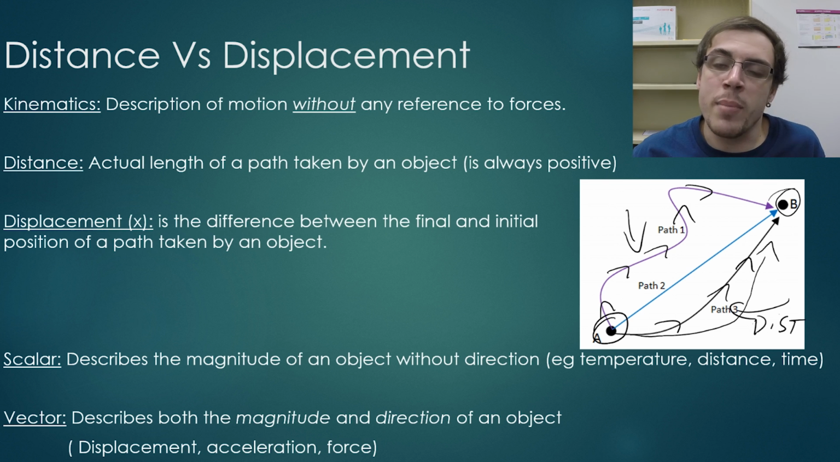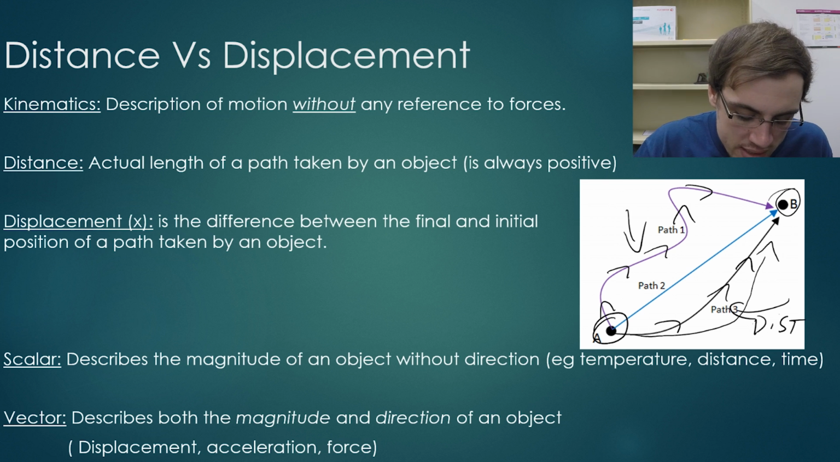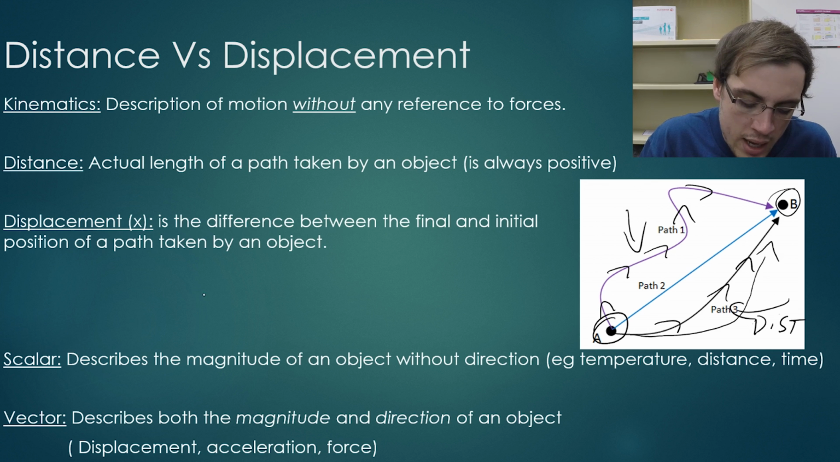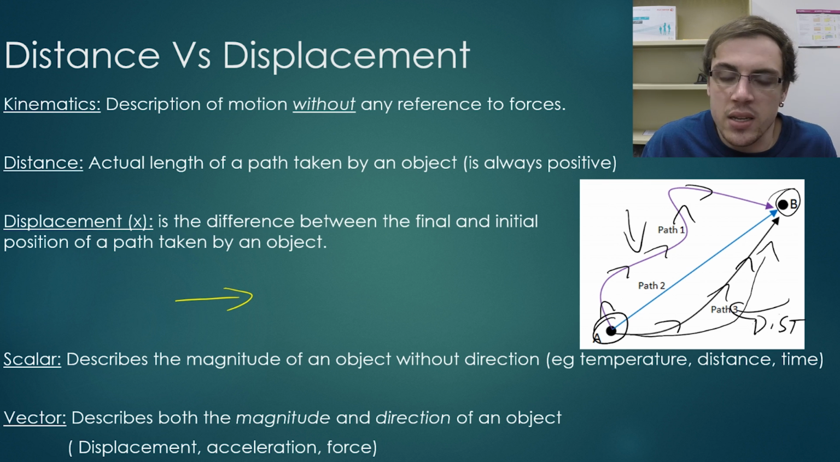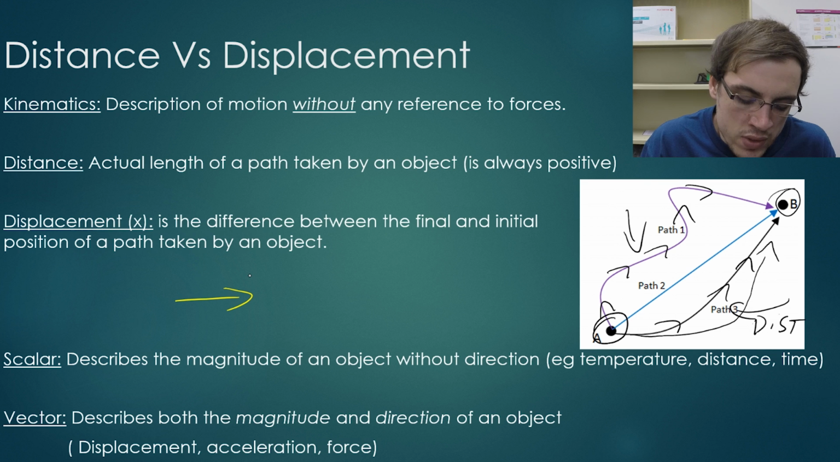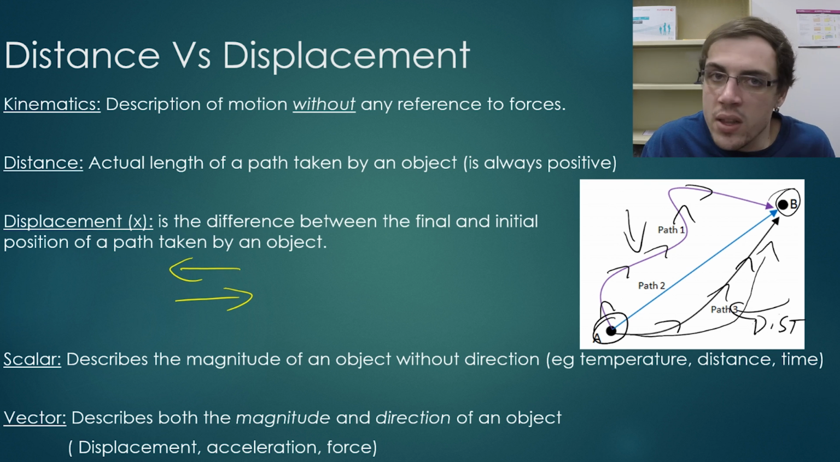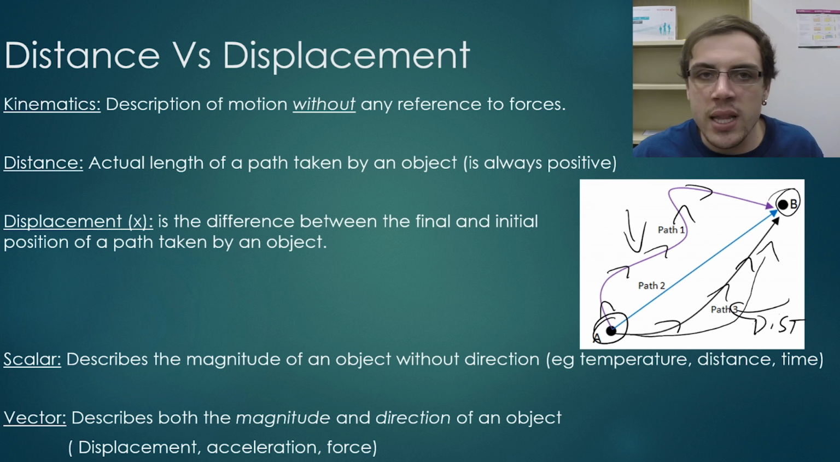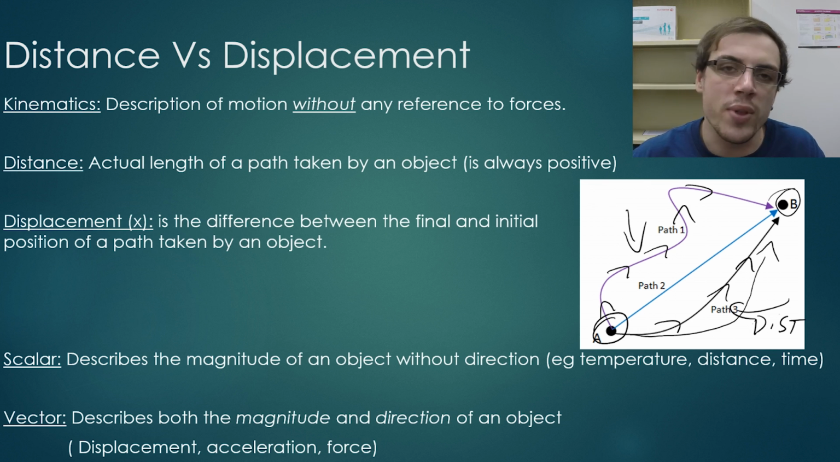Whereas a vector will give magnitude, so how much, and direction. A good example here is acceleration. We could say that a car was accelerating east at 5 meters per second squared, or 10 meters per second squared. Or you could say it was decelerating, so it was moving the other way. We can give direction to these particular values. I'm going to be covering that a little bit more as we move forward through these modules.